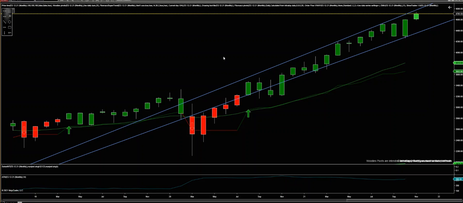Currently we are looking at ES futures. We're gonna look at what has happened and what are the potential trade opportunities for the next week.